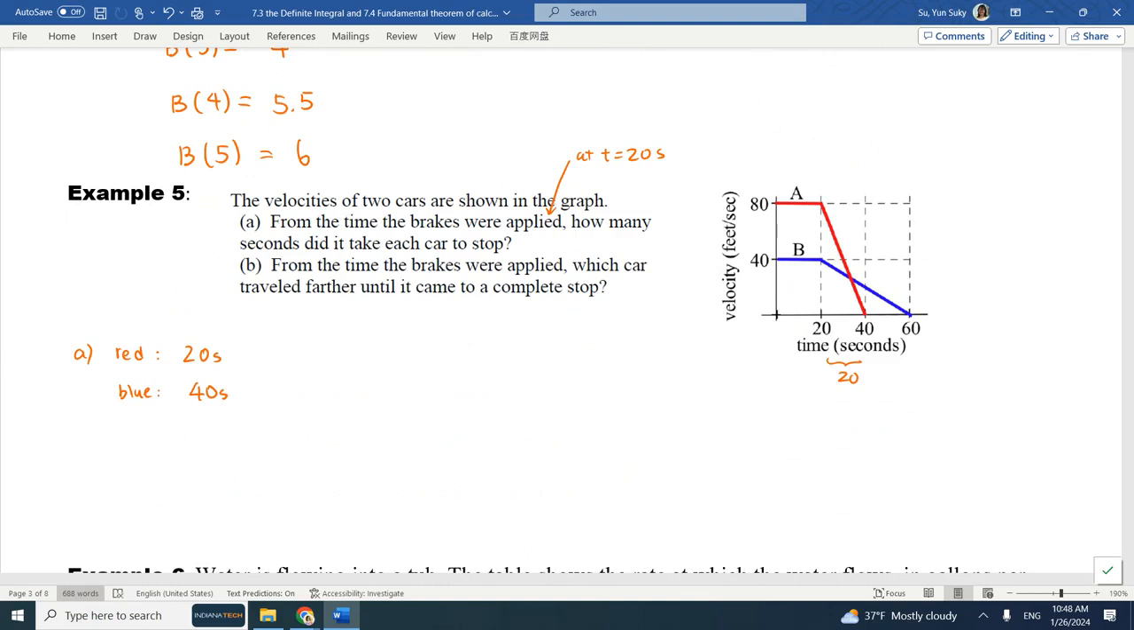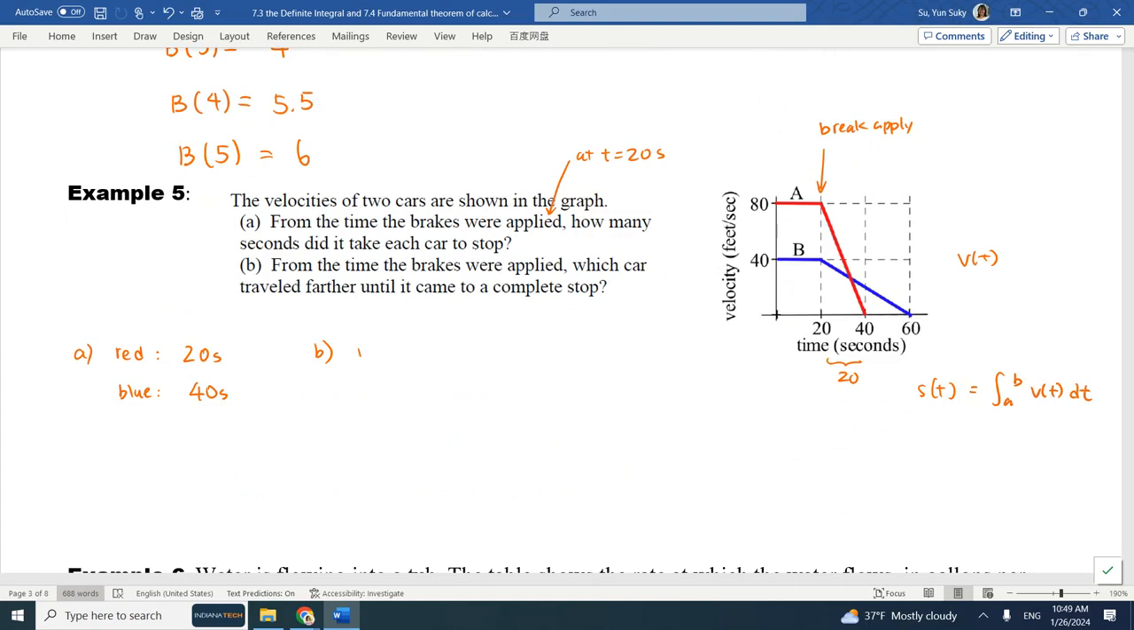Right, everybody? Okay, part B, from the time the brake was applied. So the brake is applied here, right? Do we look at the previous parts? We don't look at this. Only look at after the brake. And which car travels further until it comes to a complete stop? So we want to calculate the area, because this is the velocity, and we know displacement is the integral of the velocity.